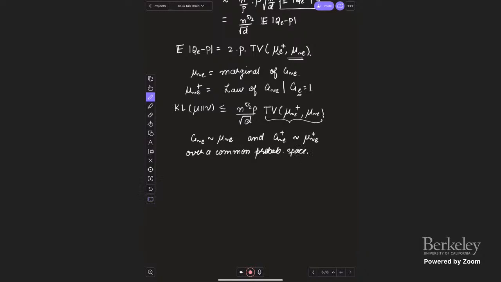Okay, then TV of mu tilde E plus, mu tilde E can be upper bounded by the probability of G tilde E not equal to G tilde E plus. So coming up with a nice coupling between these two distributions is sufficient. And I'll just construct the coupling I have in mind. I think we are almost out of time.